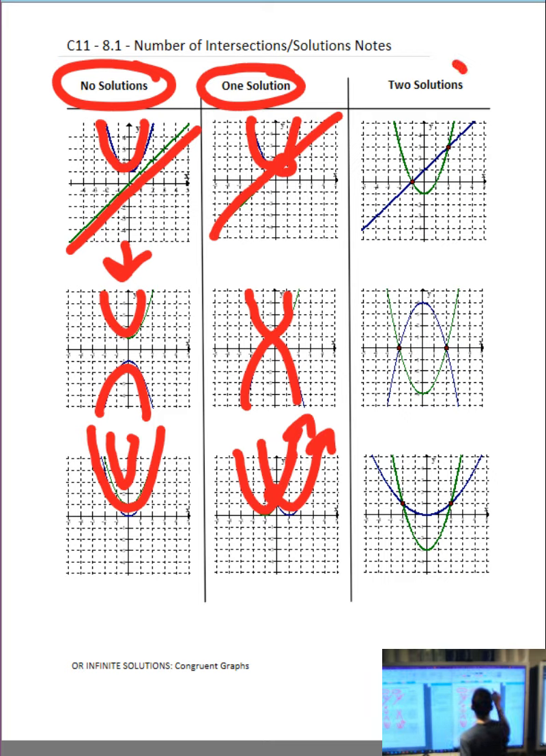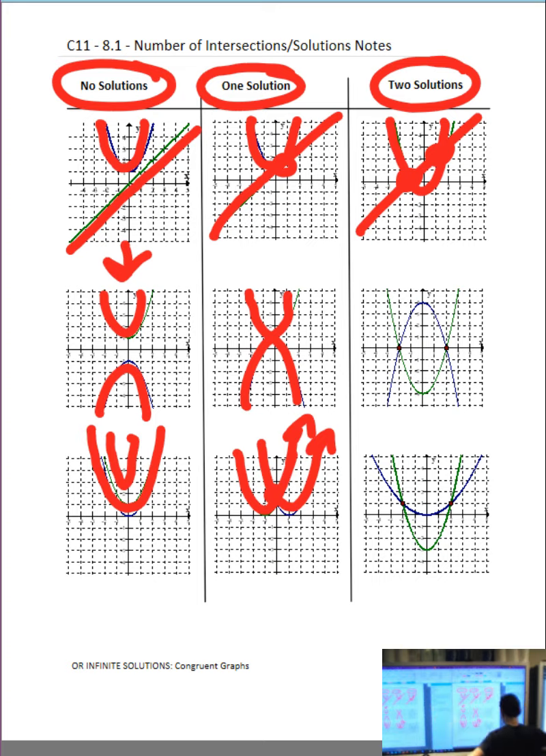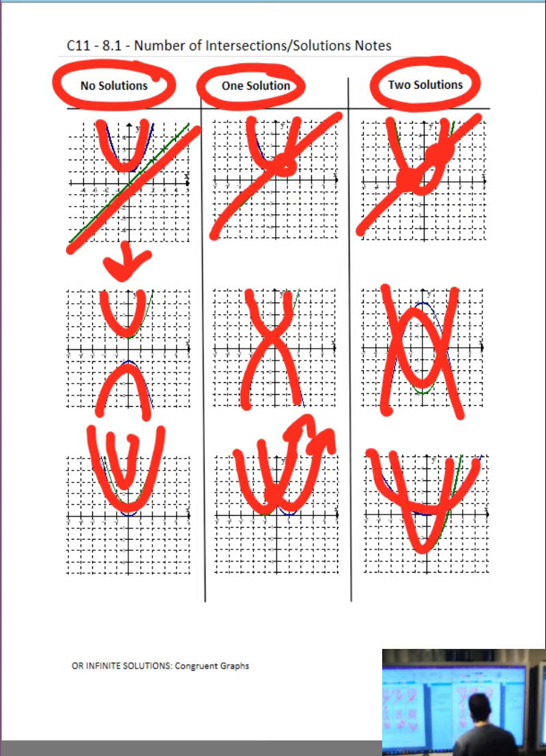And then off the right, two solutions. So a parabola hitting the line twice. Or an upwards parabola hitting a downwards parabola. Or some other version that you can figure out. One solution, no solution, two solutions, one, no, one, two solutions.